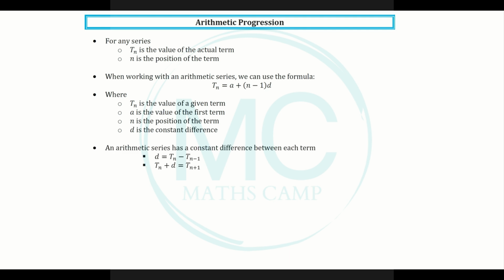An arithmetic series has a constant difference between each term. This means that the difference d is equal to the value of a term minus the value of the term directly before it, or the value of a term plus the difference d gives us the value of the term directly after it. Let's look at some examples of arithmetic progression.